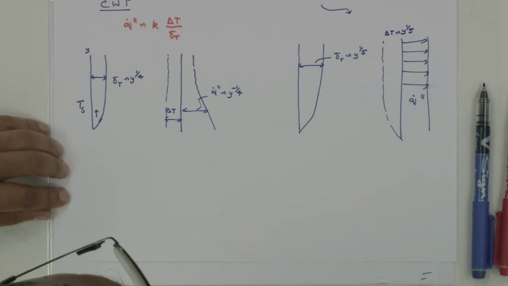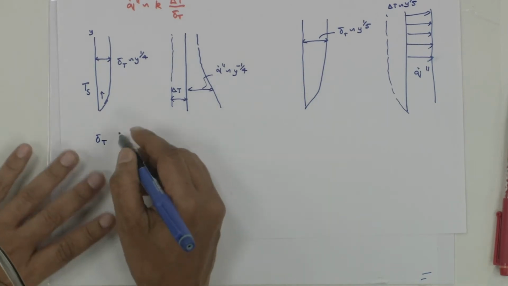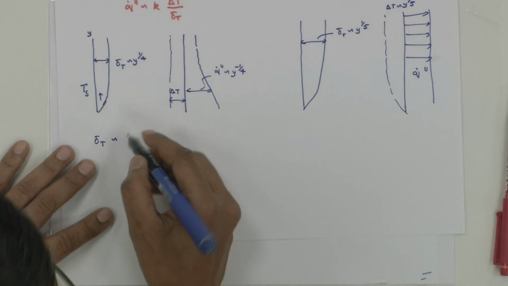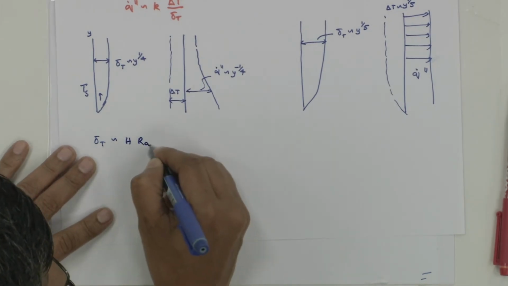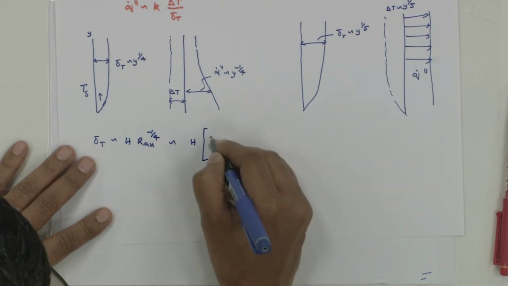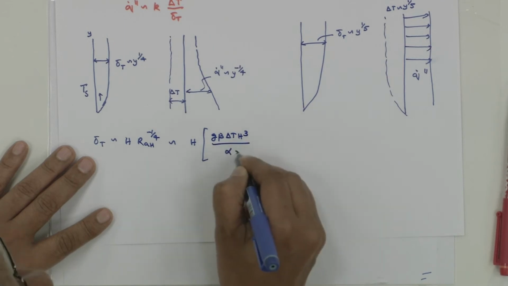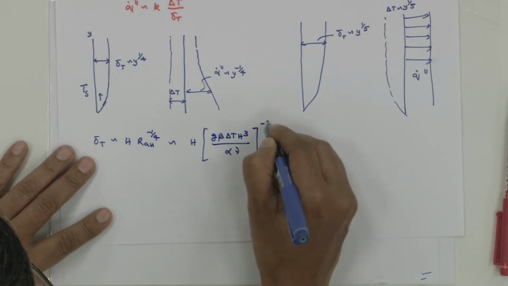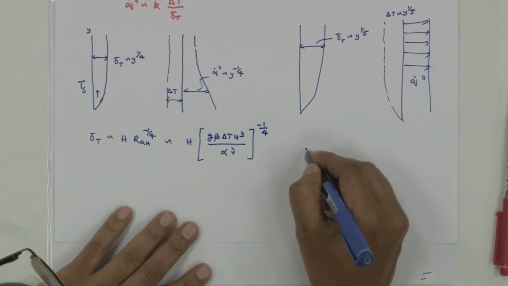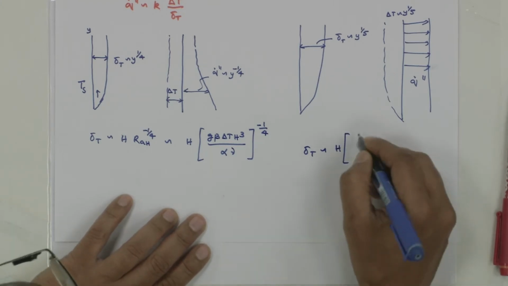You have delta T for constant heat flux. Delta T is of the order of H Ra_H to the power of minus 1 by 4. That is H into (g beta delta T H cube upon alpha nu) to the power of minus 1 by 4. So that is delta T is of the order of H into g beta.